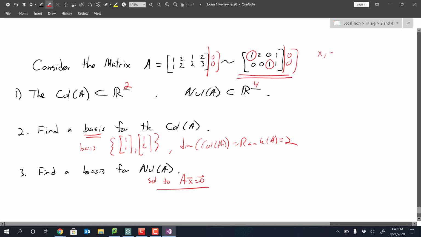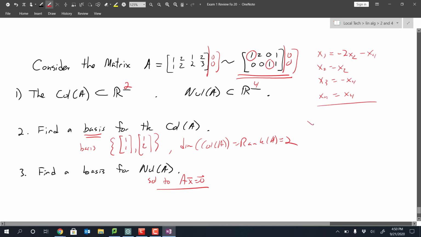From there, I would write out the associated equations. Minus 2x2, and I subtract that to the other side, minus x4. x2 is free. x3 is equal to negative x4. x4 is free.